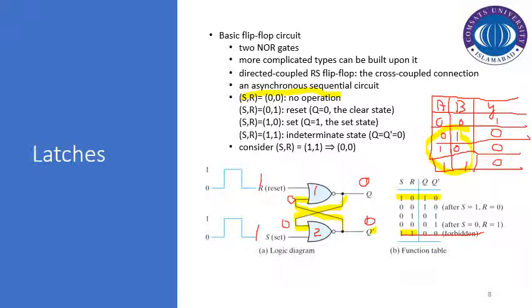So I hope from this discussion the functionality of the SR latch is clear, where we have two inputs S and R. If the latch is storing 1, we can say that the latch is in the set state, and if the latch is storing 0, we can say that the latch is in the reset state.